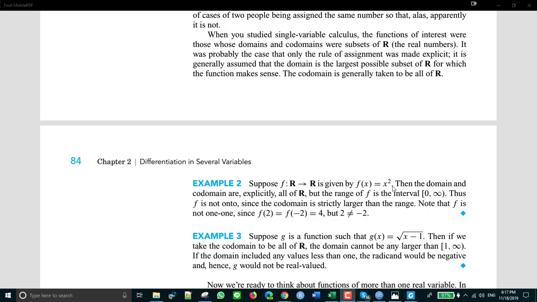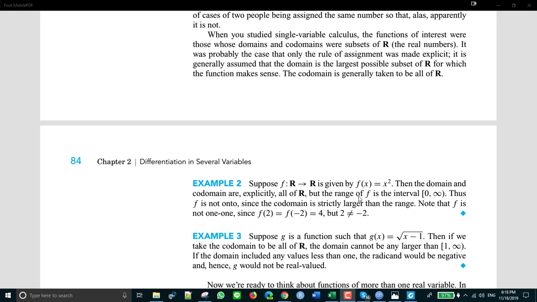Okay, let's think about a common example, which is f of x equals x squared. And this is a function. The inputs are R, and the codomain is also R. But what about the range? So the domain and codomain are R, but the range of f is not all of R. If we put in x, we only get out non-negative numbers. So from 0 to infinity would be the range.